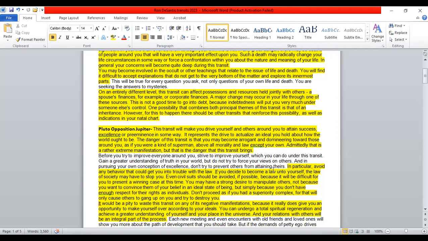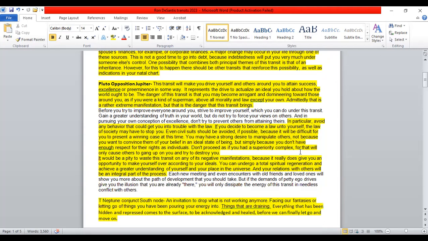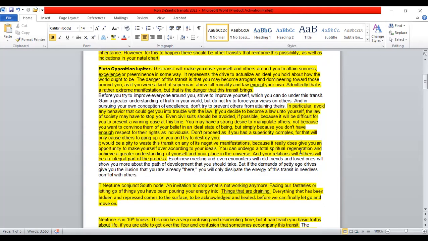will make you drive yourself and others around you to attain success, excellence, or preeminence in some way. It represents the drive to actualize an idea you hold about how the world ought to be. The danger of this transit is that you may become arrogant, domineering toward those around you as if you were some kind of Superman, above all morality and law except your own. Admittedly, this is a rather extreme manifestation, but it's a danger that this transit brings. In particular, avoid any behavior that could get you in trouble with the law.